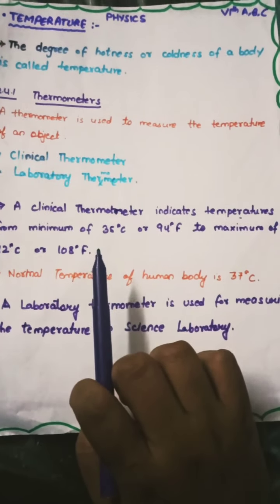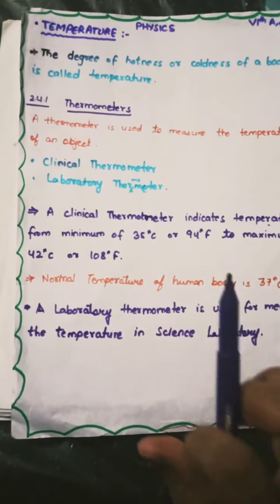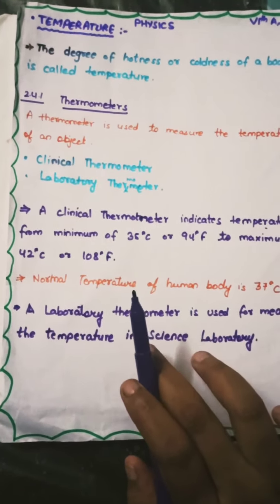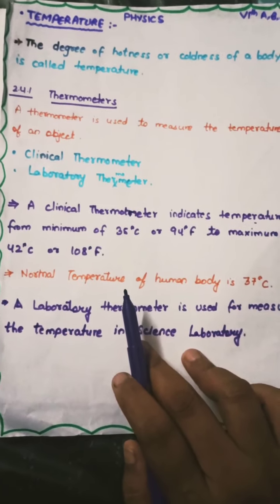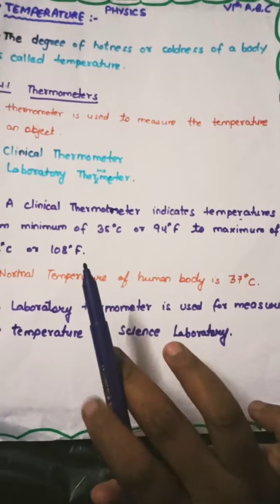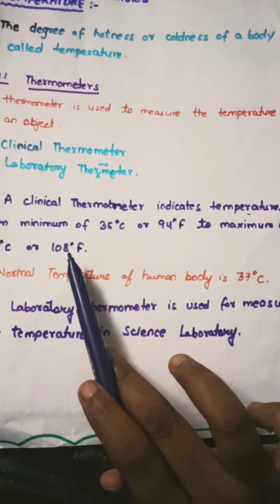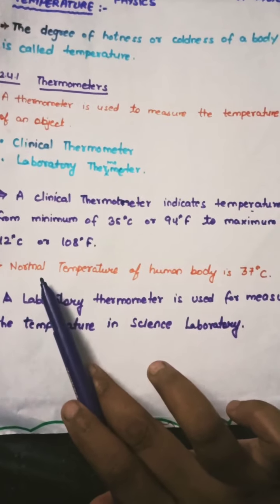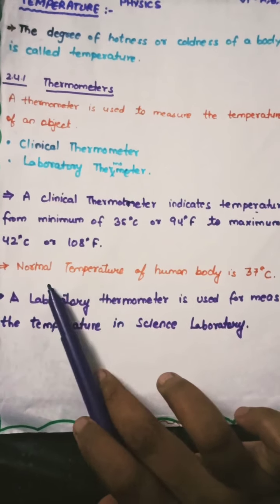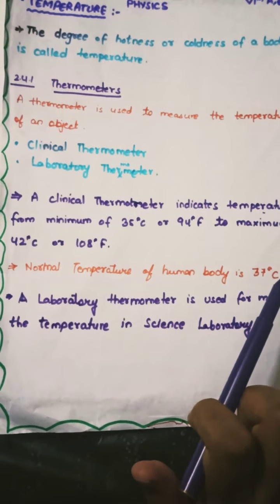I hope, like some of you, or I think most of us, used to have fever, but maximum it reaches to 101 or maximum 102, right? But once it reaches 108, it will be a very severe condition, right? So now, what is the normal temperature of the human body? It is 37 degree Celsius.